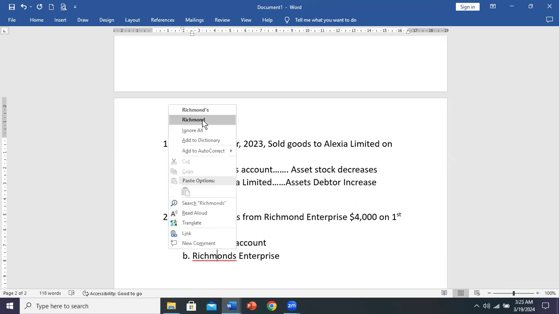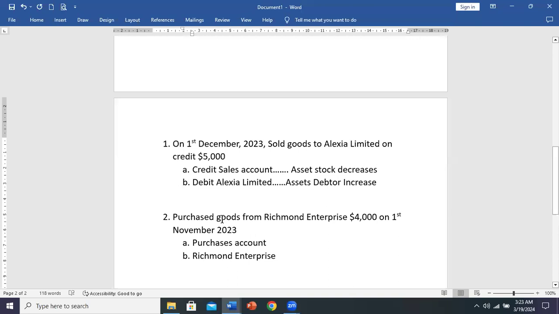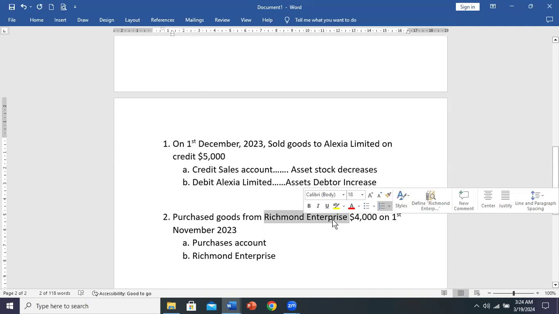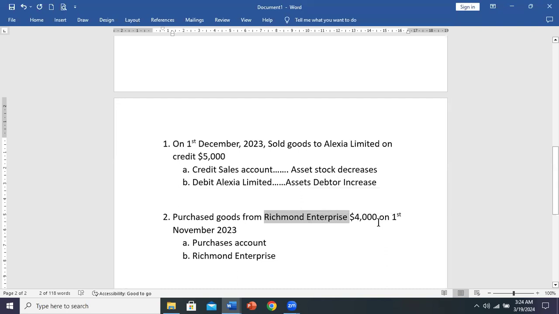Why? Because like I indicated in the first instance, if the transaction is not labeled with cash or check and there is a name in there, it means the transaction was on credit basis. So take note of that. So here we purchase goods from Richmond Enterprise, right? If we paid cash, the question would have added, or the transaction would have indicated that we paid cash. If we paid check, the question would have done that. But if those two are not there, it means that we purchased the goods from Richmond and we didn't pay. That is why the name is in there for us. Okay, so we are going to debit purchases account.